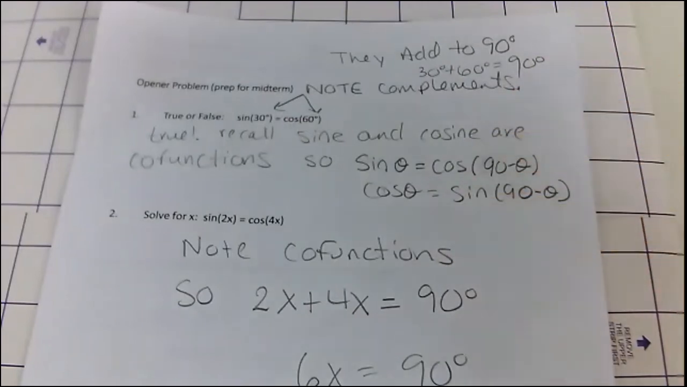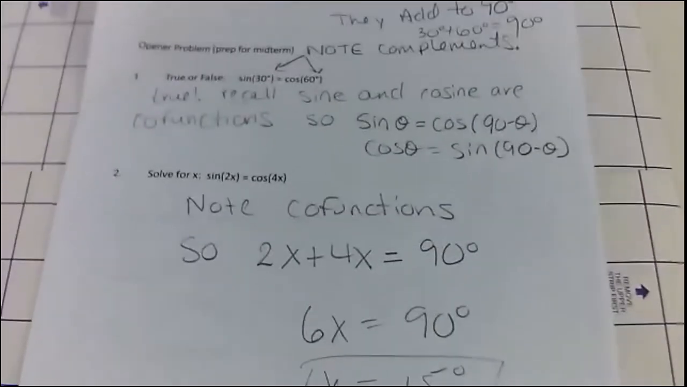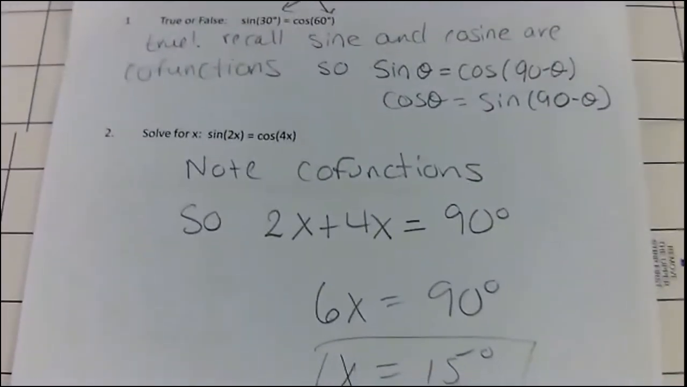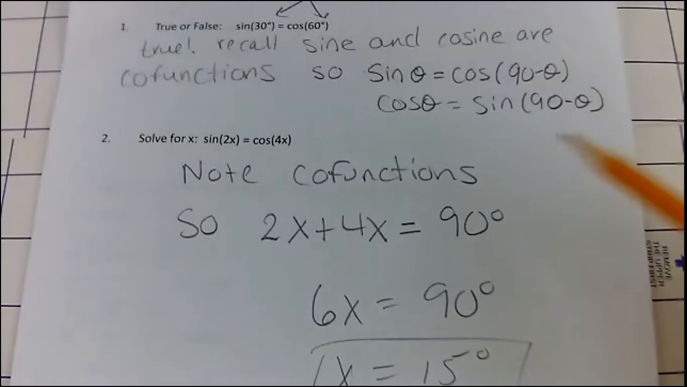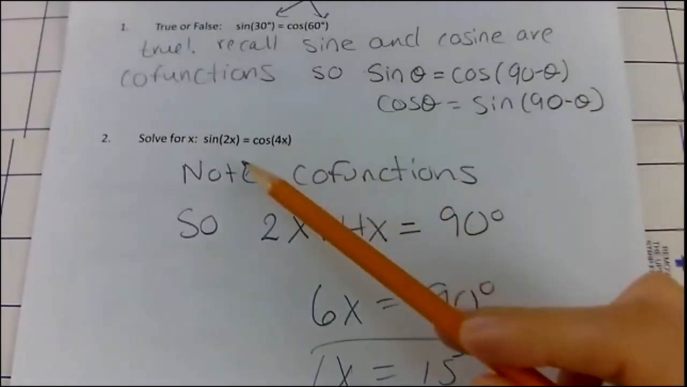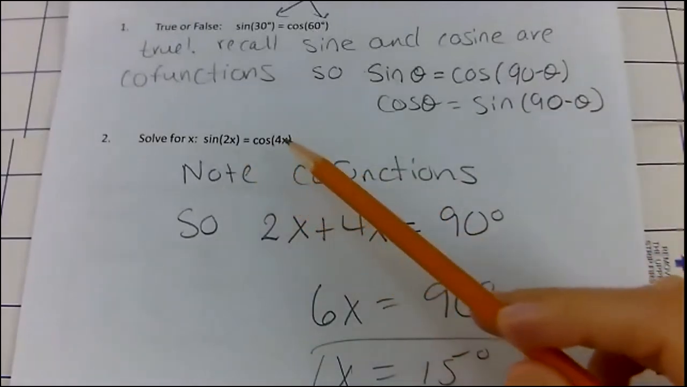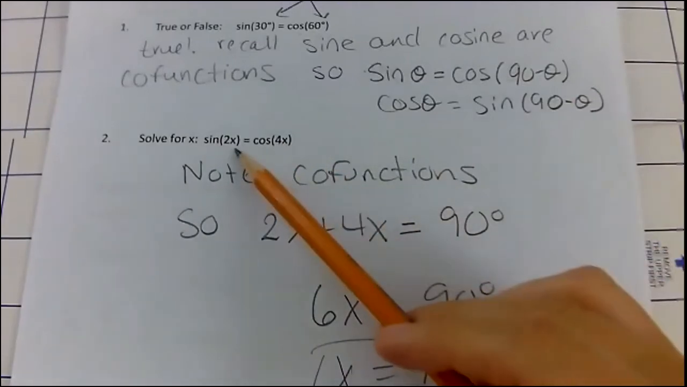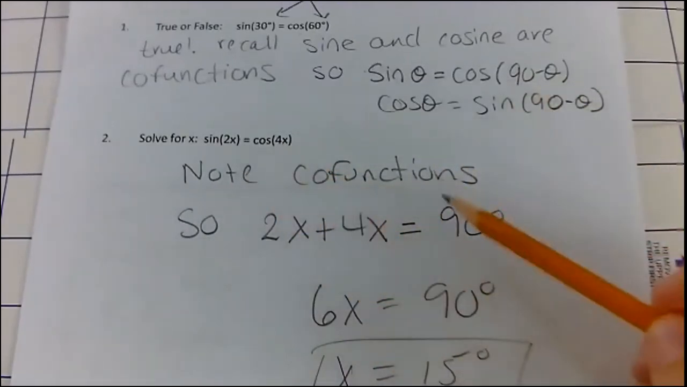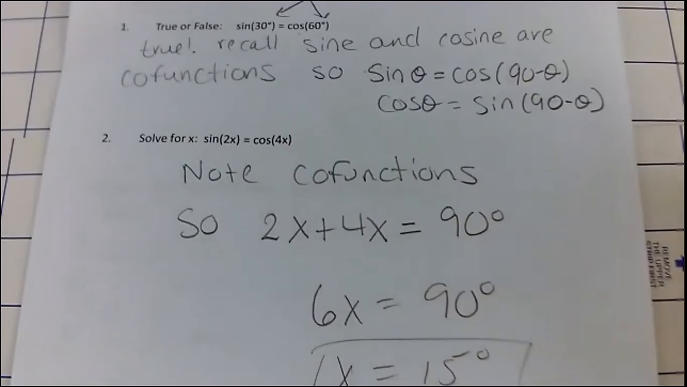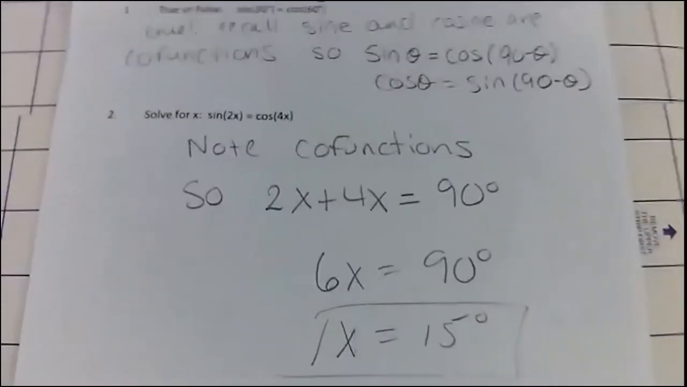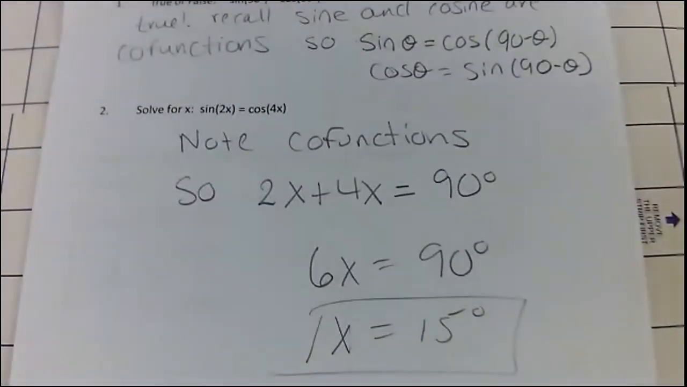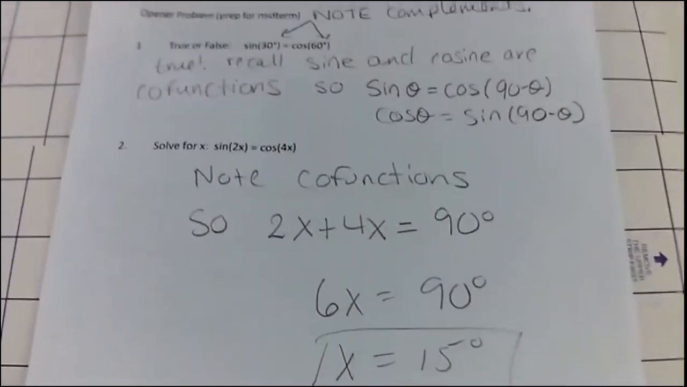And then how would that apply on maybe a test question? It might look like this one. You recognize sine and cosine are cofunctions, and that if they are equal, it must be true that the argument, what's in the parentheses, 2x and 4x, they need to sum up to 90 degrees. So then that's how you get the answer. All right. Does anybody want to see me work that out or clarify anything on number 1 or number 2?